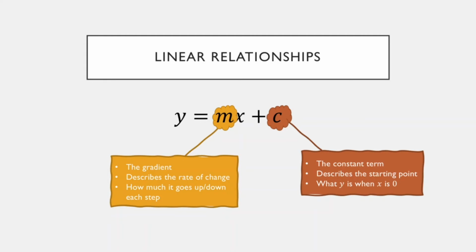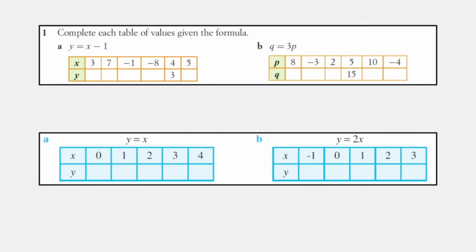So a quick summary. Gradient describes the rate of change, how much it's going up and down by every step. C describes the constant term, so it's the number without any letters, and it describes the starting point when x equals 0. Let's do some examples.